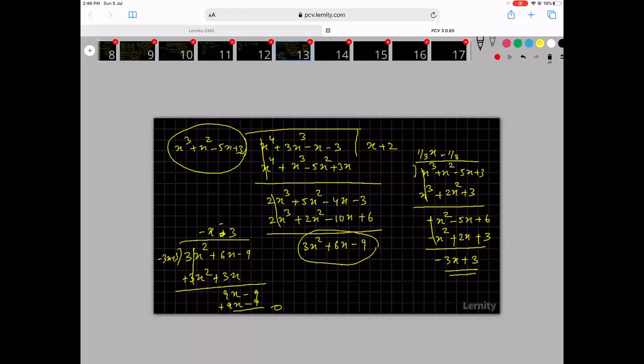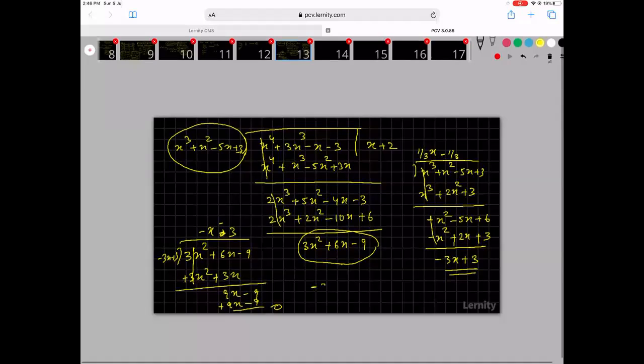So my final quotient was minus 3x plus 3. So this is the GCD of the given polynomials. Keep doing this till you get 0. Once you get 0, that final quotient is going to be the GCD of the given polynomials.